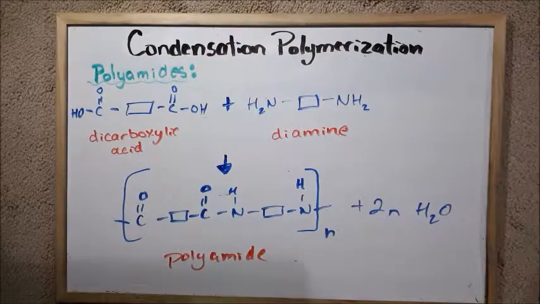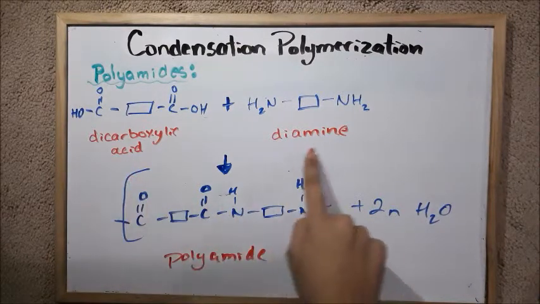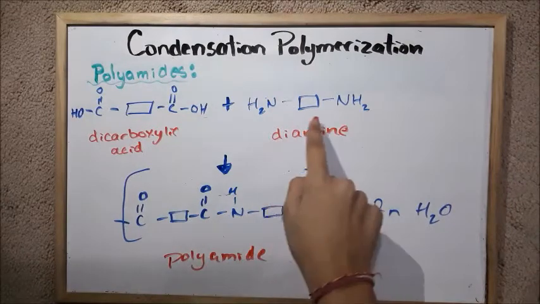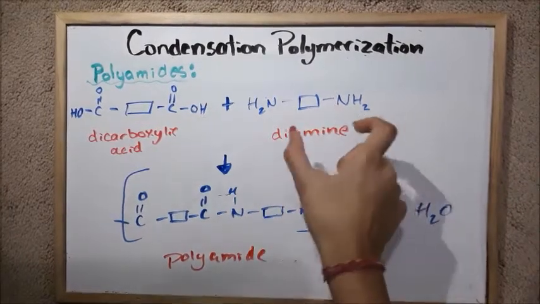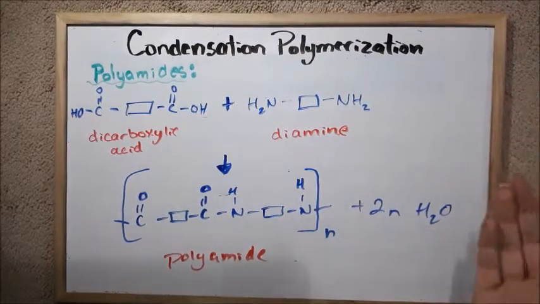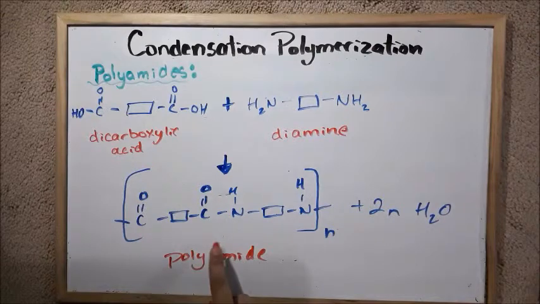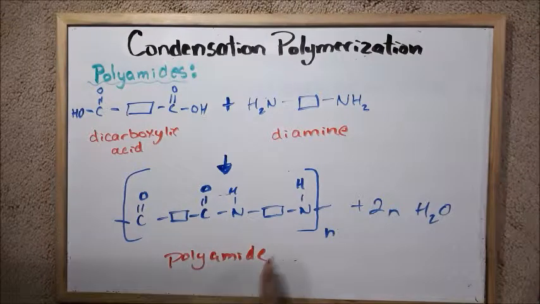So the next type of condensation polymerization reaction is polyamides. Now, this is made from a dicarboxylic acid and a diamine. So the difference here is that this carbon chain has an amino group on both sides instead of the alcohol group that we previously saw. And the polymer it makes is called a polyamide because of the amino groups that reacted.